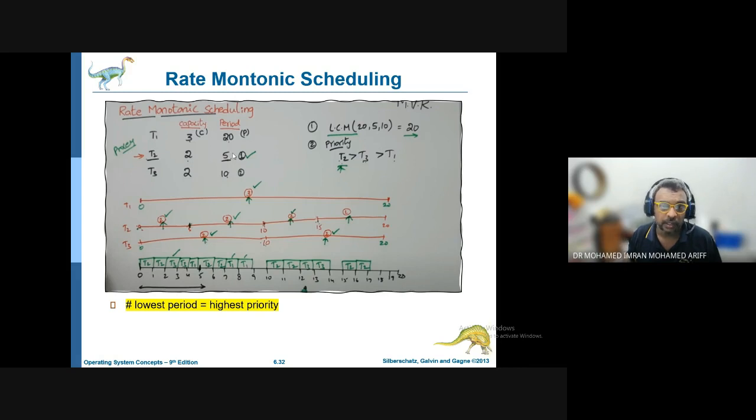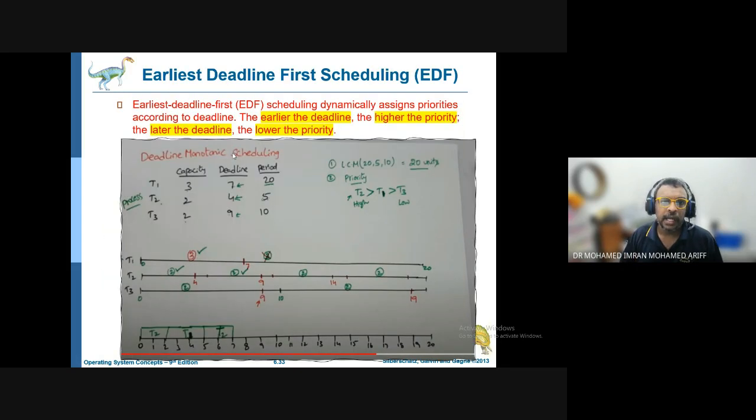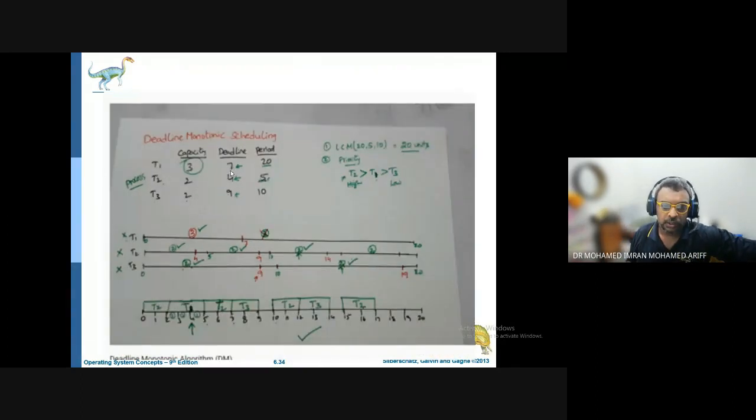Okay. So that is what it means by rate monotonic scheduling. Alright, next we look at earliest deadline first scheduling. Okay, earliest deadline first scheduling. Ini pun sama juga. I'll show you this one.